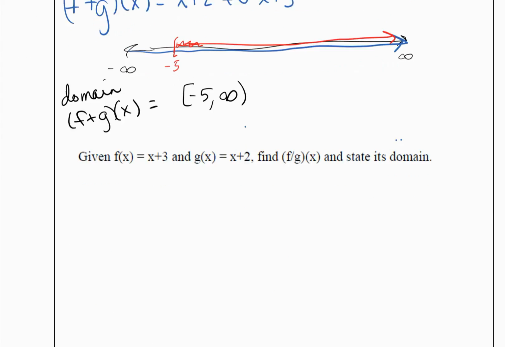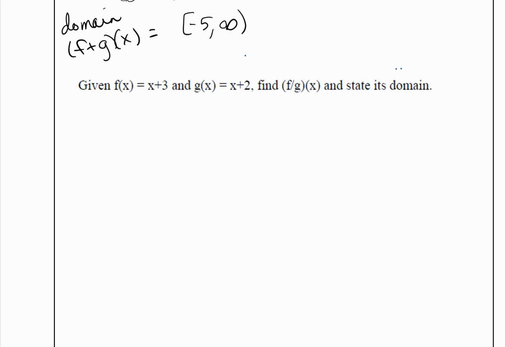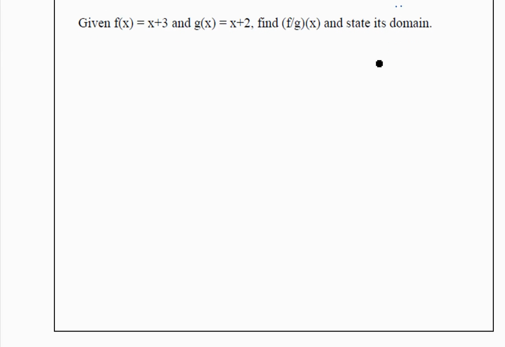Okay. Now here we have f of x equal to x plus 3, and g of x is x plus 2. This asks us to find f divided by g of x and state its domain. So f divided by g of x is x plus 3 over x plus 2. Individually, for x plus 3 and x plus 2, the domain would be all real numbers. But now that we're dividing, we have a rational function, and if we plugged something in that made the denominator 0, we'd be dividing by 0, and bad things would happen.